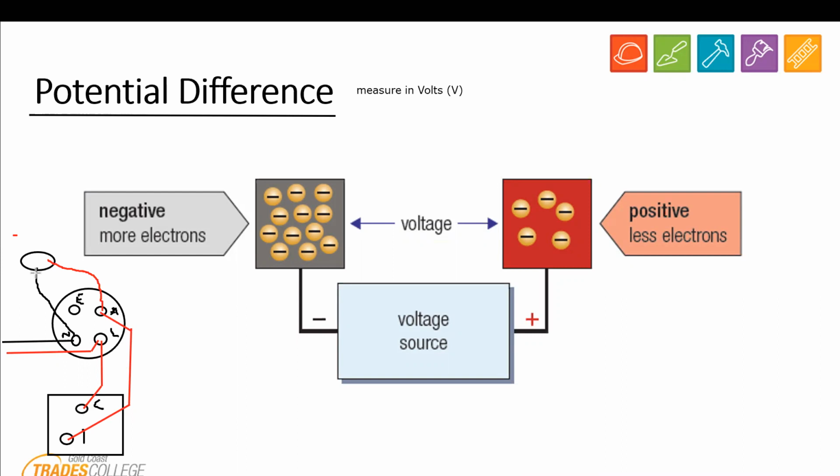Just to draw the current flow through this circuit, it's going to come through here into this connector block, down the cable, into the common. The common is a switch. Let's assume this switch is on, like that.